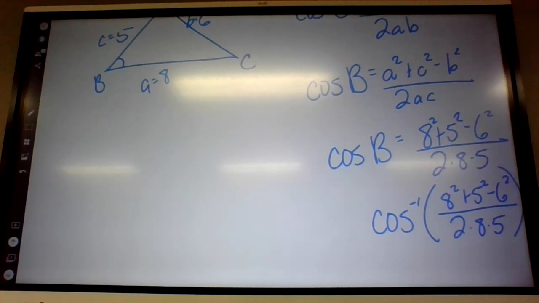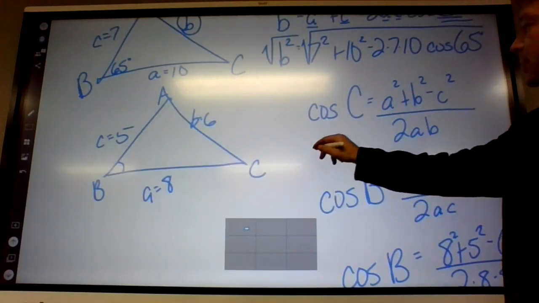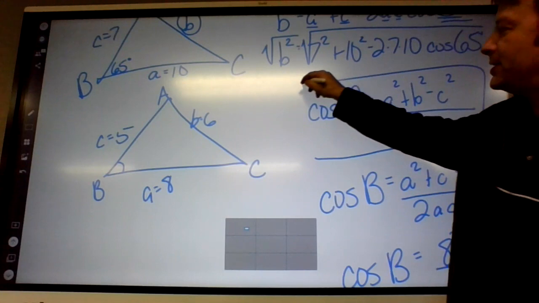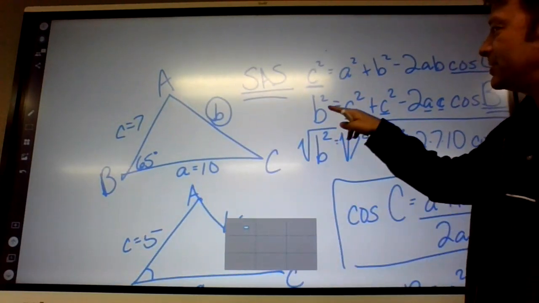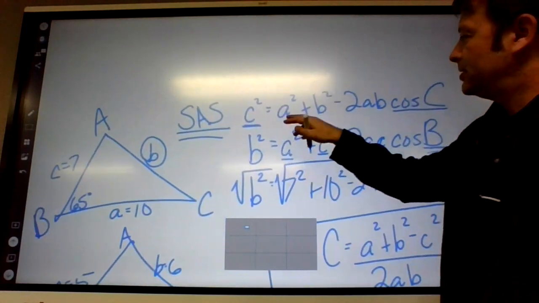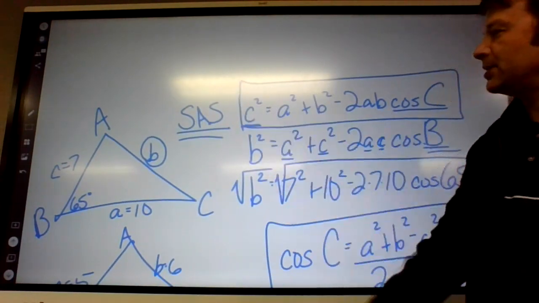Wait, what is this? This is also called law of cosines. It's just a slightly different version. This is if you know side, side, side, and you want to find an angle. This is the version you have to use. If you know side, angle, side, and you want to find a missing side, that's the other one.